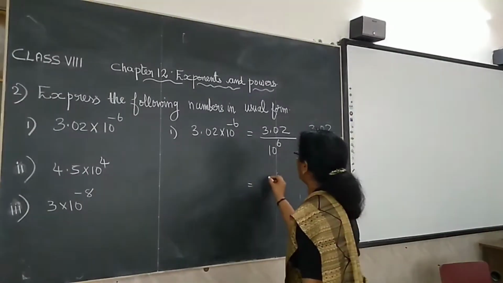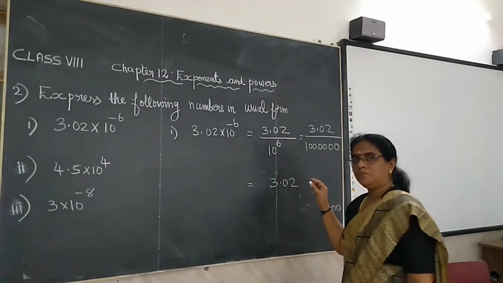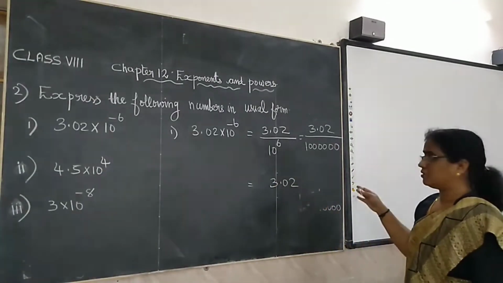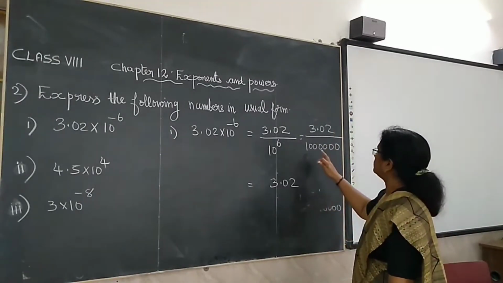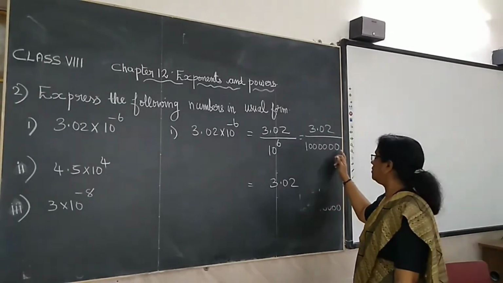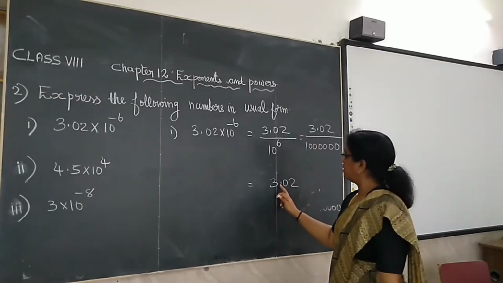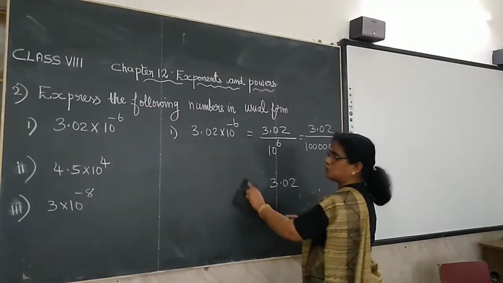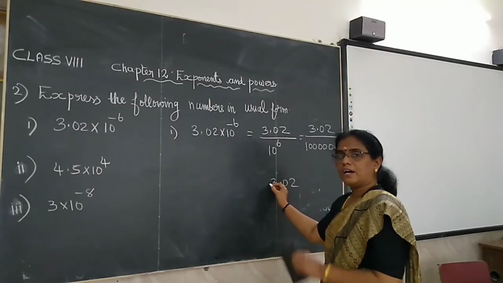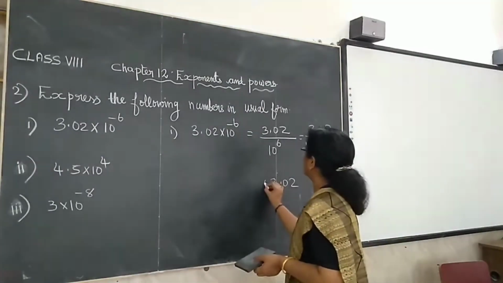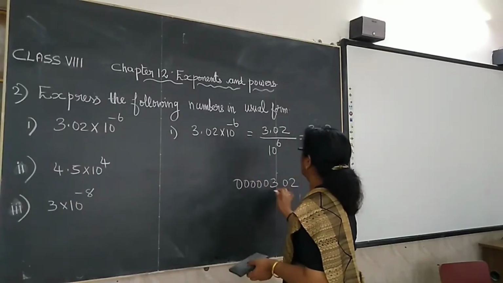Here we see 3.02. When you divide by 10, 100 or 1000, first you write the number as itself. Now, how many zeros? You can see 6 zeros are there. So from here, 6 places it has to move left. That is, 1 place is here, and after that, 5 zeros you have to add. That is 1, 2, 3, 4, 5.